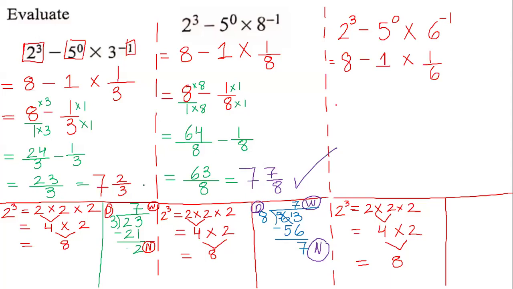And then it's going to be equal to, class, are we going to multiply or subtract first? Multiply first. So we have 8 minus, what is 1 times 1 over 6? It's going to be 1 over 6. Very good.